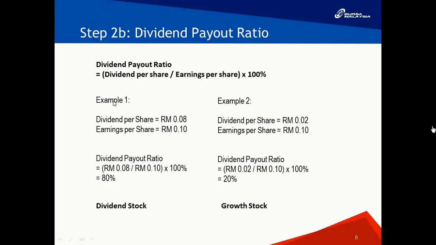So example 1 is a dividend stock, good for dividend investing. Whereas example 2 is good for growth stocks, growth investing. Now the similarity between people who invest for dividends and people who invest for growth is this: both stocks must be highly profitable. That's the similarity. The key difference is that one has a higher dividend payout ratio, the other a lower one. The one with a high dividend payout ratio is a dividend stock. The one with a low dividend payout ratio is a growth stock. Okay, so that is settled.